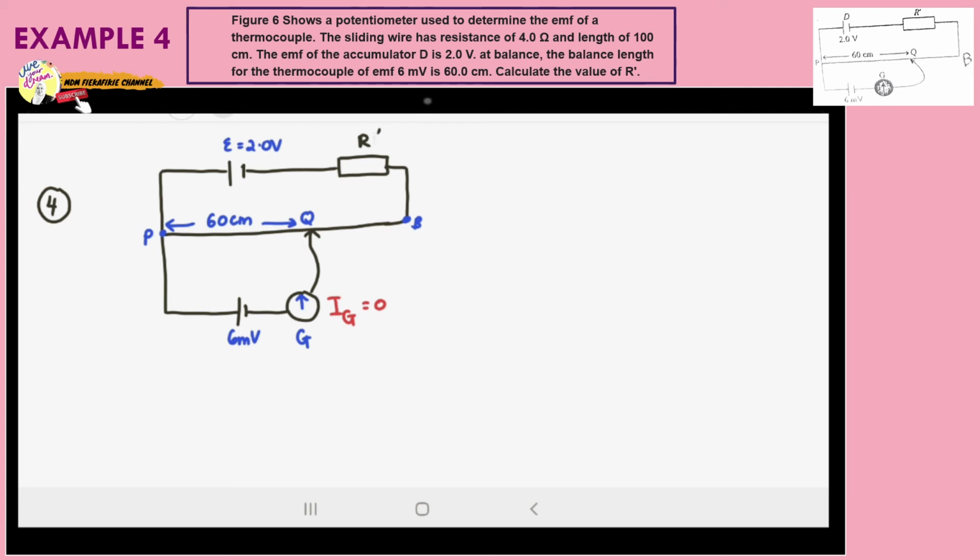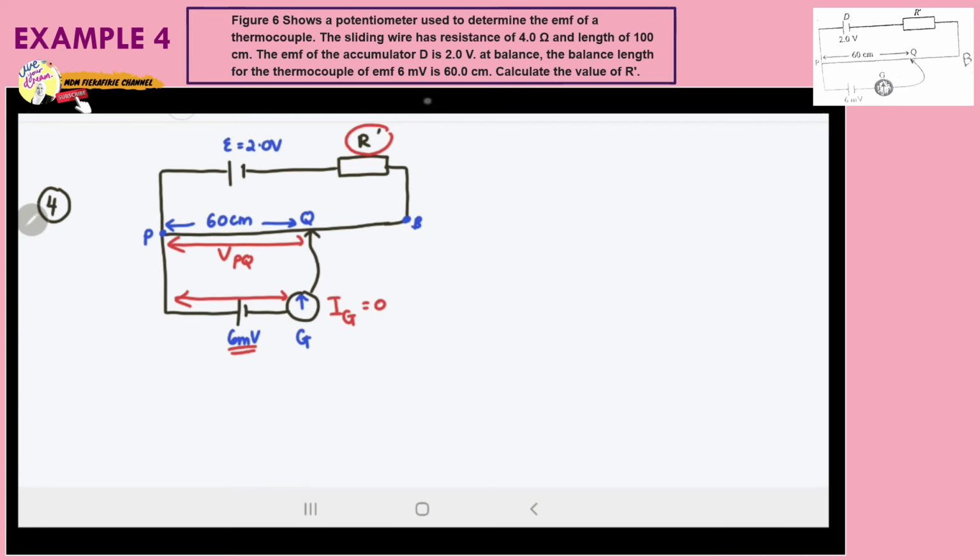We want to calculate the value of R prime. We want to determine what is the value of the R prime here. We already know that the EMF of the thermocouple is 6 millivolt here. When there is no current that flows through the galvanometer, the potentiometer is said to be balanced, which means that the potential difference at PQ, VPQ, is equal to the potential difference of the thermocouple.